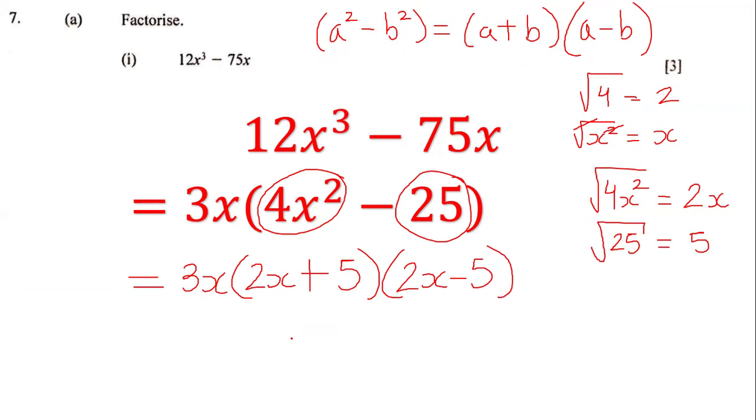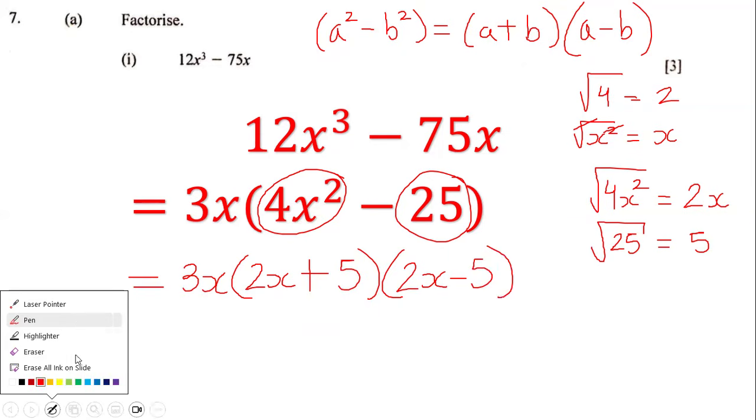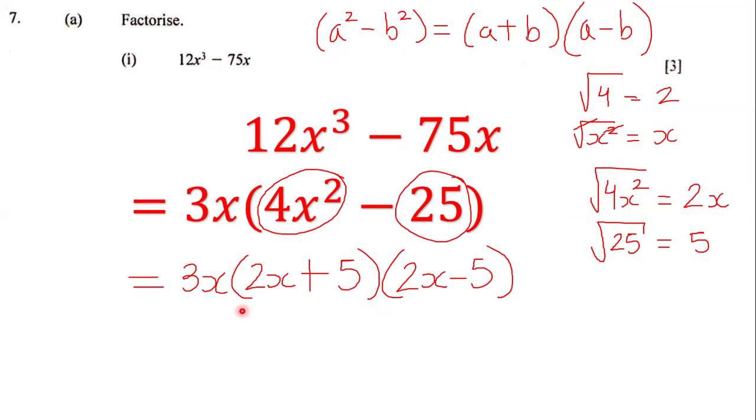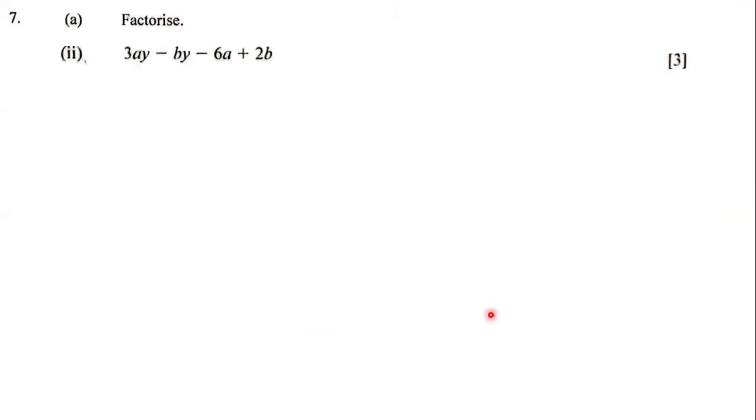All right. And so now this is in factored form. So our final answer is 3x multiplied by 2x plus 5 multiplied by 2x minus 5. Next, we have to factorize this particular algebraic expression.